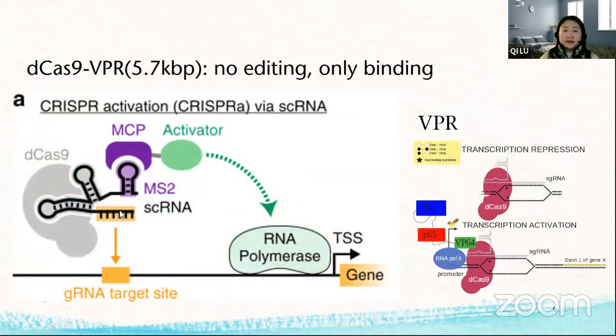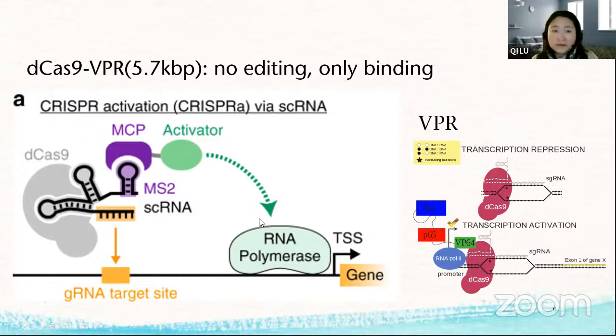But in this study, they're not doing gene editing. They use this Cas9 system because it can bind an RNA, only for recognition of the target gene's upstream promoter or site. Then it forms a chimera to bind with an activator.